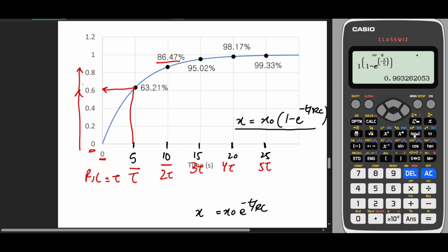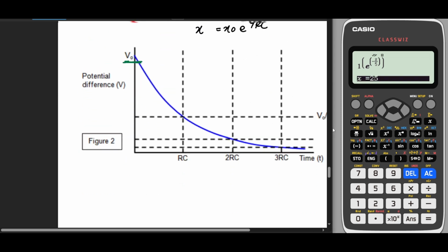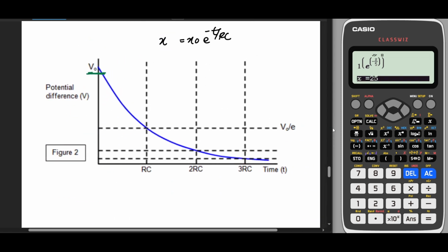we get 99.33%, which is almost equivalent to 100% of the voltage, right? So this is how we visualize that. And if you try to draw the discharging graph, then you simply delete this and try to calculate this again. So that by that method, we're going to get this graph.